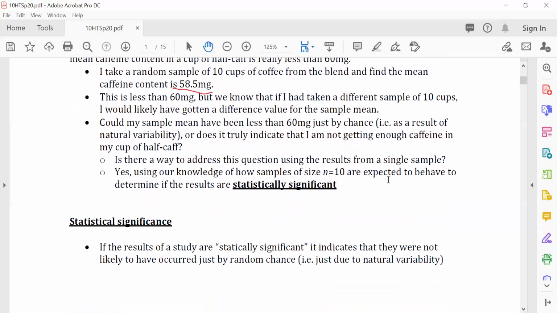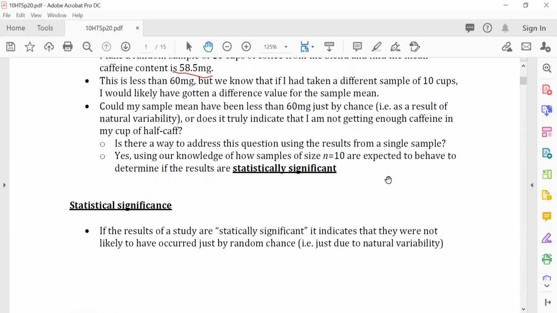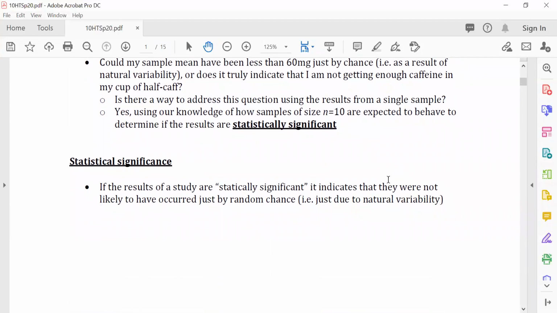So that is the idea of statistical significance. If the results of a study are statistically significant, it indicates that they were not likely to have occurred just by random chance, which means it is very likely something other than chance is happening.